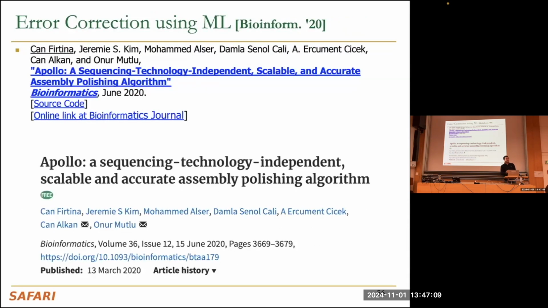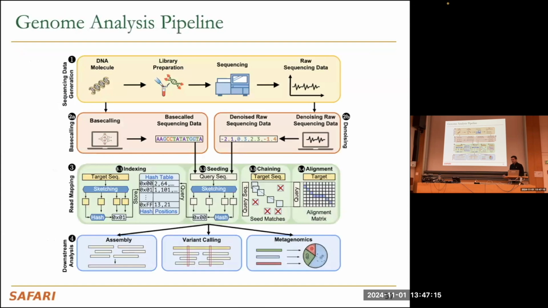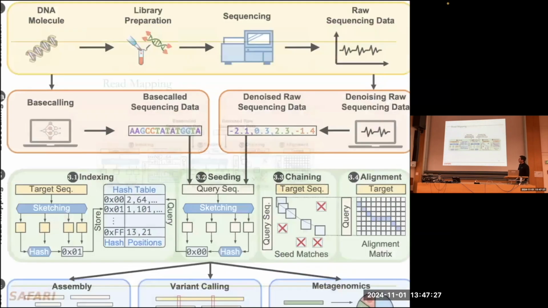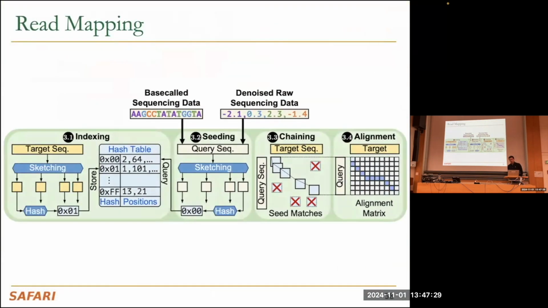There are also some errors in the sequencing data, so we use machine learning techniques to understand and correct these errors. So this is basically how you prepare this sequencing data so that we can analyze it in the later step to identify the origin of sequencing data and also to identify certain mutations and variations.